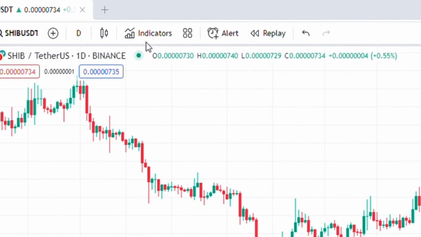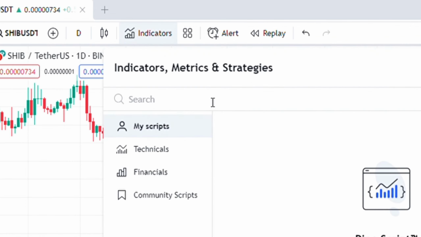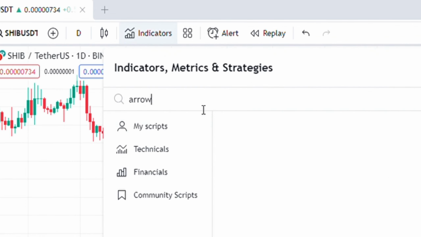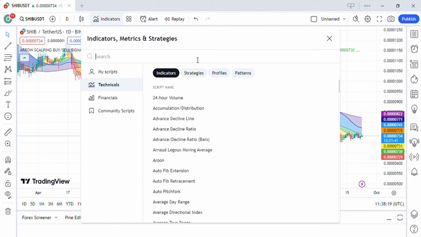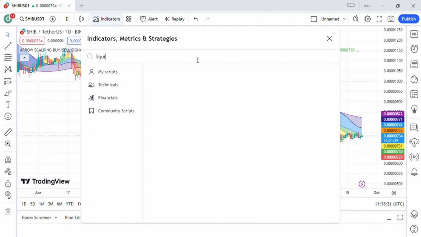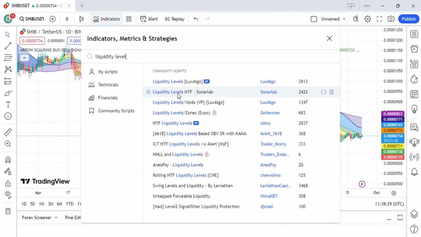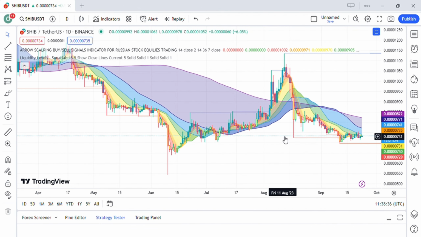So here on the indicators, I'm going to search for the arrow buy and sell. You can see it already, the arrow buy and sell indicator for trading. Just click on it. We are also going to add the liquidity level. Now, when you type liquidity level, you're going to see liquidity levels by Sonalab. So that's the one we want. You just select it. Your charts will be like this.